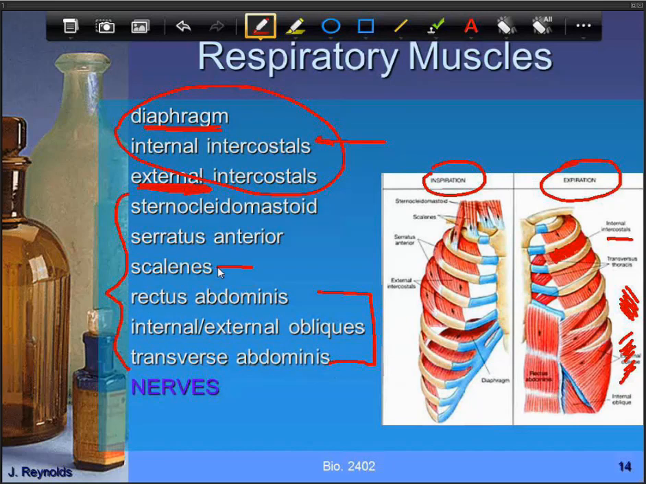Scalenes, these guys right over here, kind of pull your rib cage upward. The serratus, right over here, along the edges of the rib cage. Sternocleidomastoid, you already know what that is. It's a big, ropey muscle that forms a V shape on your neck. Let's see, I think I covered all of them. And again, all these muscles have their own little nerves going to them.